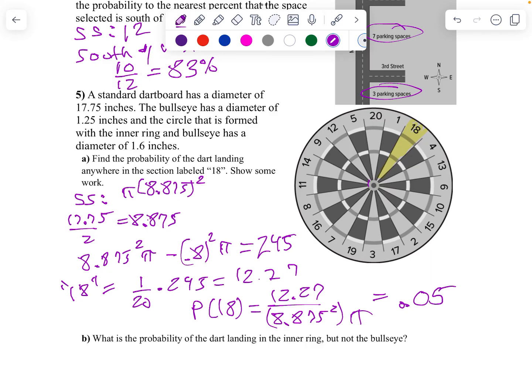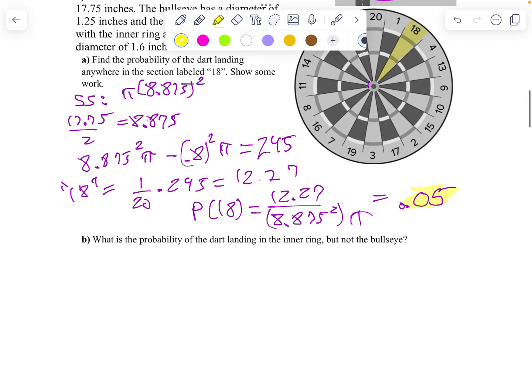So we're going to say that probability is about 0.05. Now let's do the second part. What's the probability that the dart lands in the inner ring but not the bullseye? So I'm still going to use my same sample space for the whole thing, but now I want to find the center ring but not the bullseye.